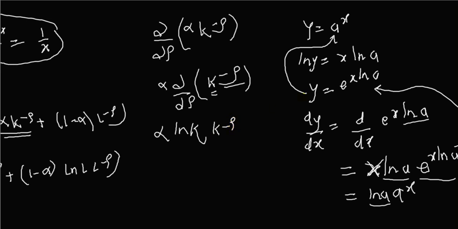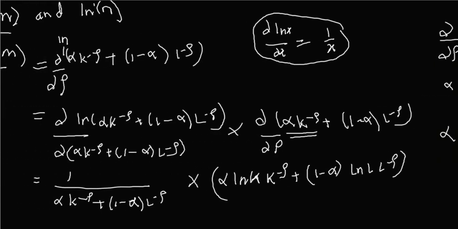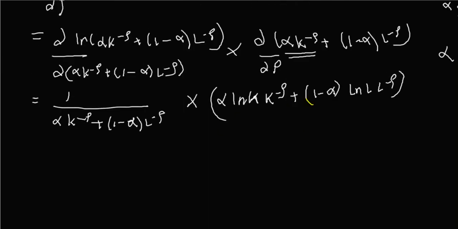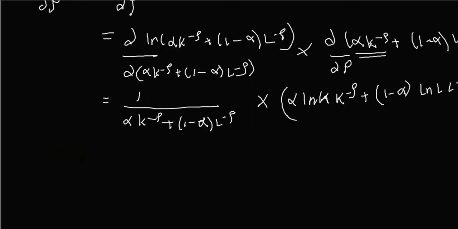I think you have understood. This is simply the property of the derivative of a variable in the power form, and this is its derivation. So in this way we can write this value. So now we shall move on.